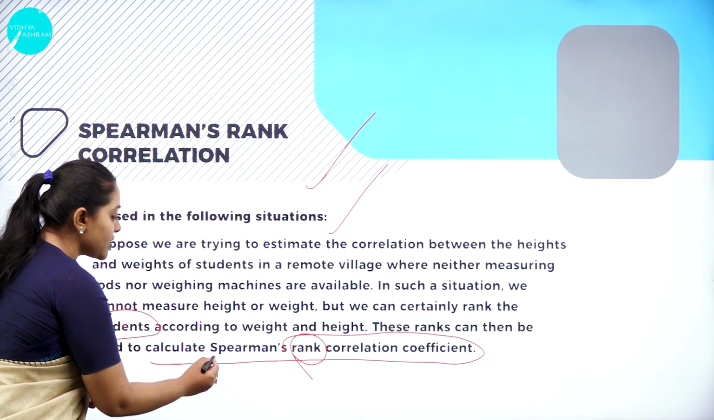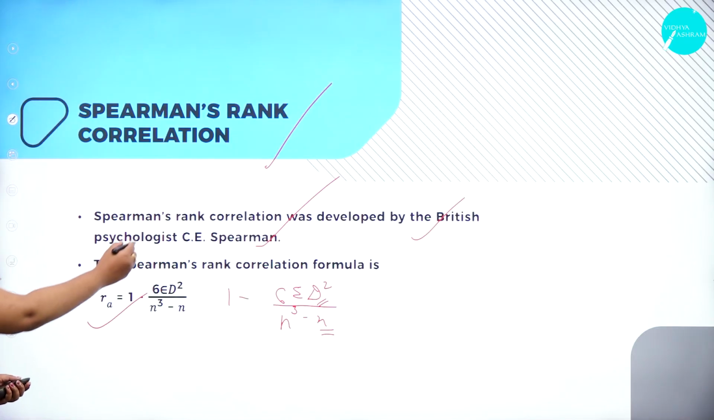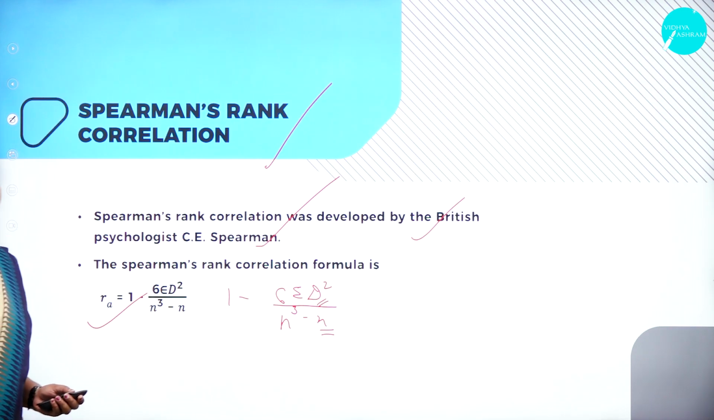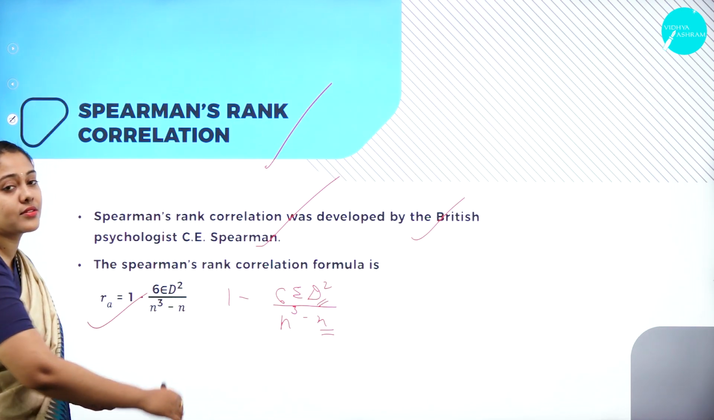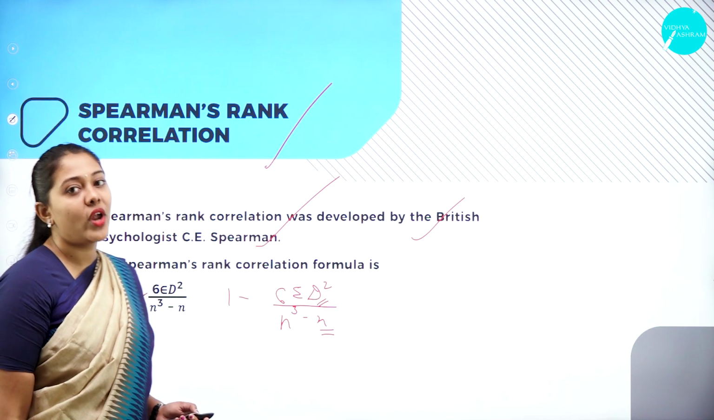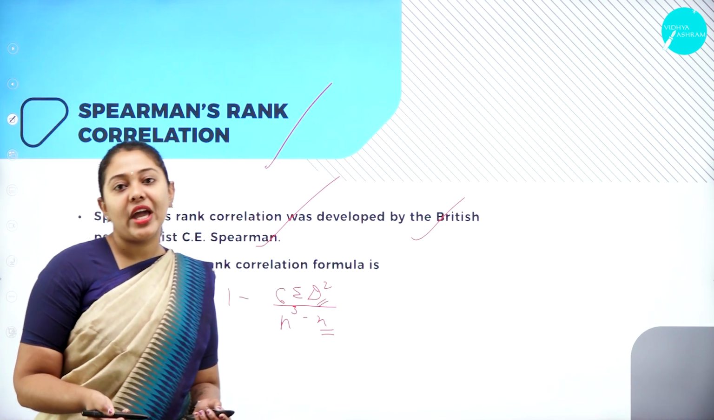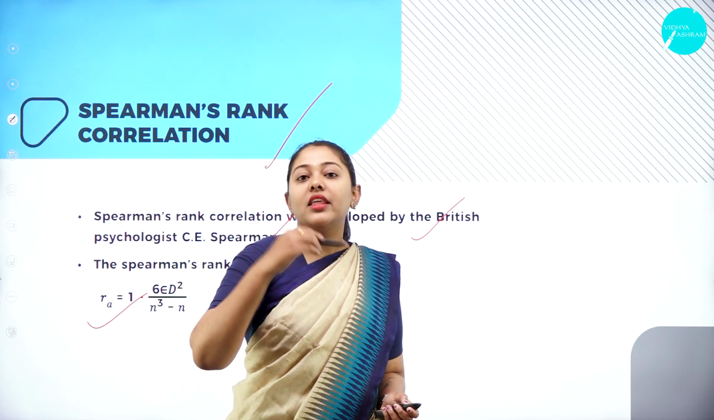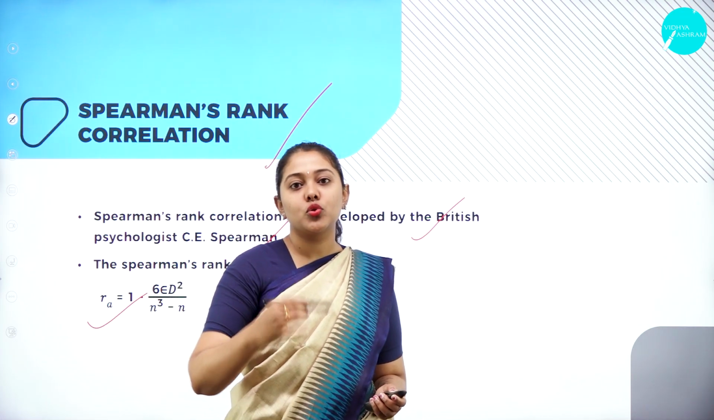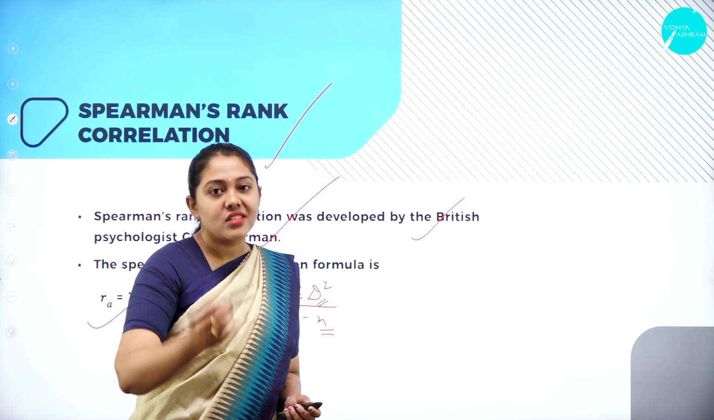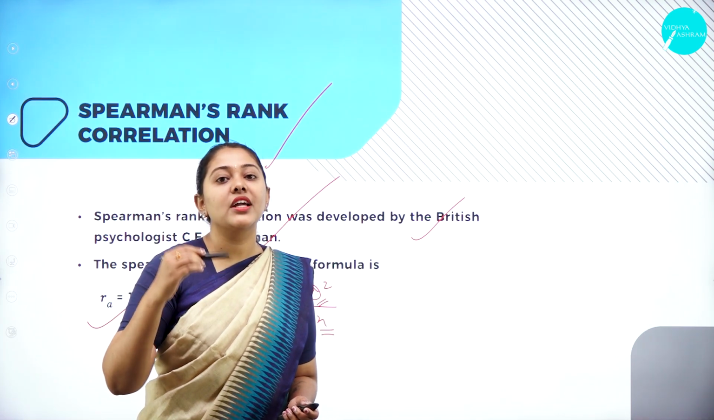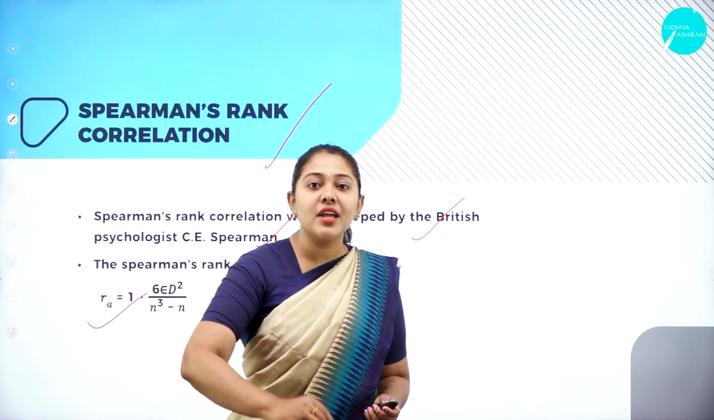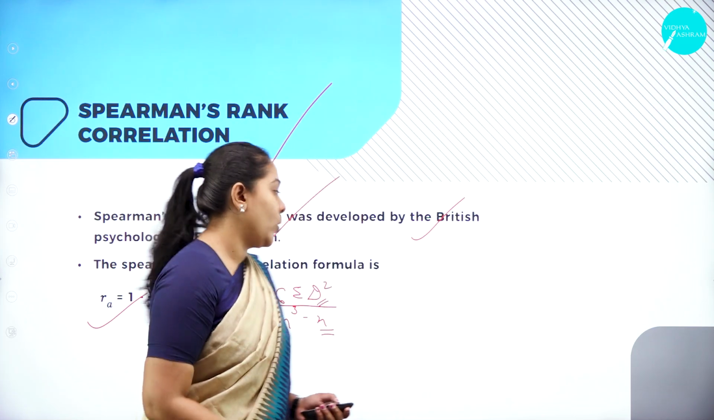So, who is Spearman? Spearman is a psychologist, C. Spearman. He developed this rank correlation coefficient, and this is the formula of Spearman's rank correlation. Why have they given the name rank correlation coefficient? Because where the data cannot be collected through the machines, through the scale, there the data can be collected through assigning the rank. So that is why it is called Spearman's rank correlation coefficient.